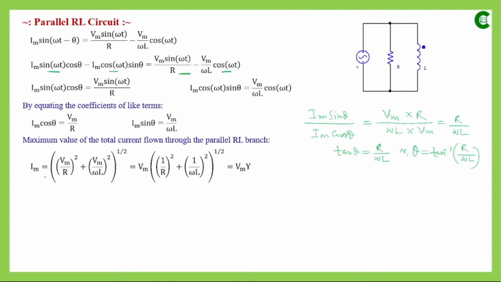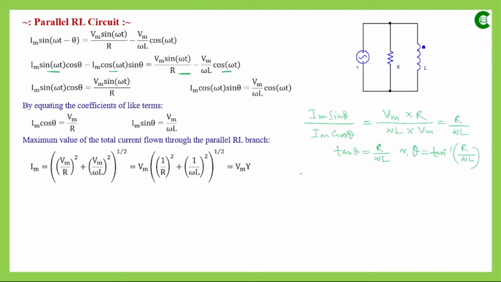And if we want to find the Im value directly, the peak value or maximum value of the total current, then it can be written as the square root of the summation of both the square terms. So it has been written directly. Now Vm square is the common term, so when it comes out of the square root, it will be only Vm, and inside that square root it will be (1 by R) square plus (1 by omega L) square.